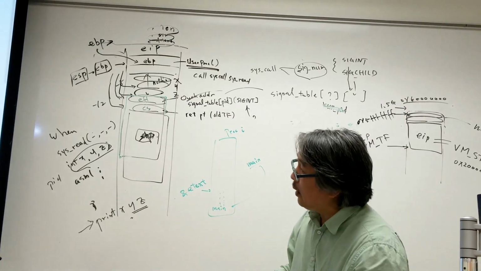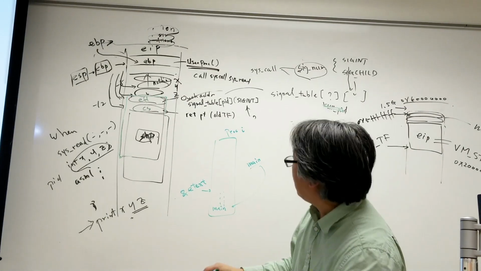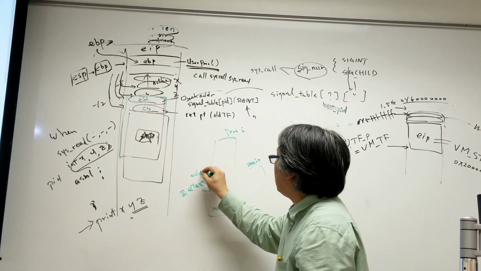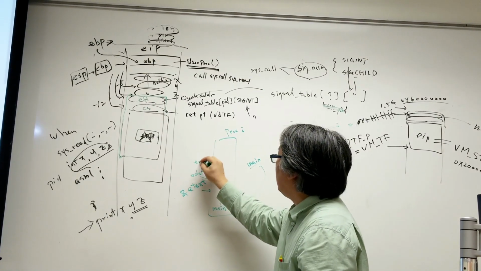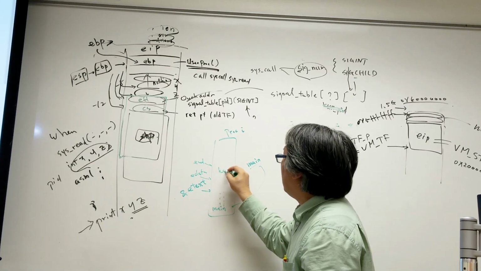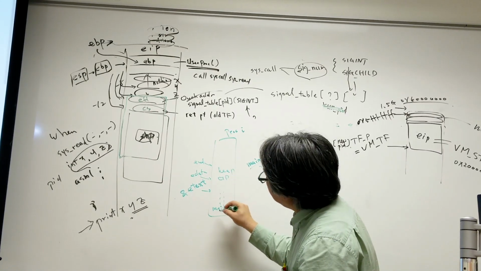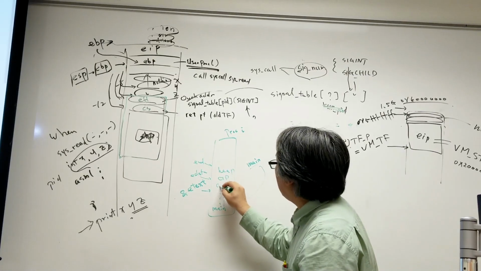And then we have end of data and end. Edata is the constant, and then end is the heap end. Heap end here, global data ends here. Constant.